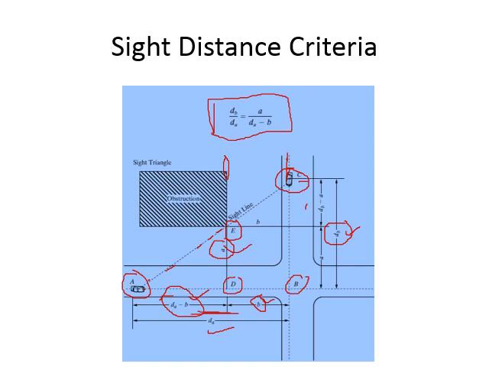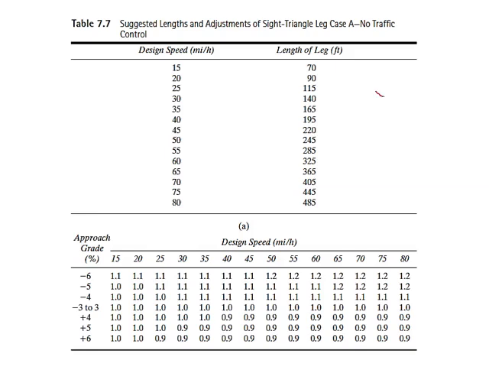Now how do I find DA and DB? DA and DB are basically my side distances, for which I already have the equations. Applying those equations, they have given me a table for DA and DB. In the first table, the top one, you can see the values of DA or DB, whichever road you are considering. If you are considering road A, then this column will give you DA. If you are considering road B, then this column will give you DB, according to the speed, because side distance depends upon speed. And then we have another table which is for the adjustment factor.